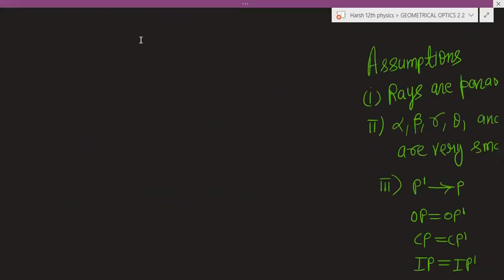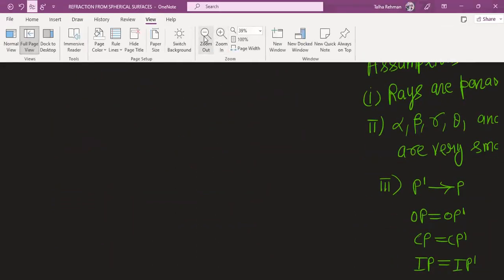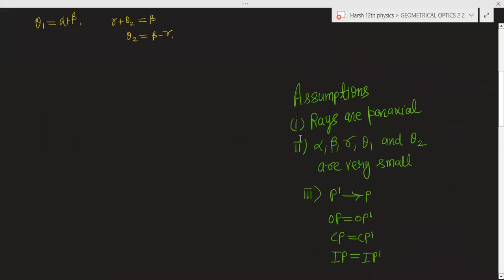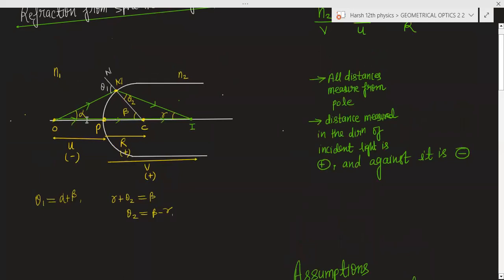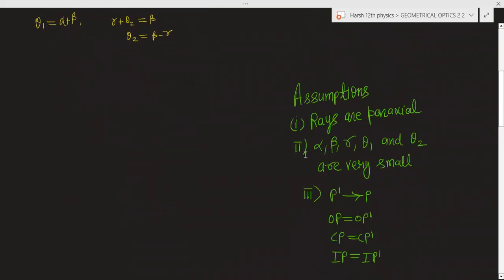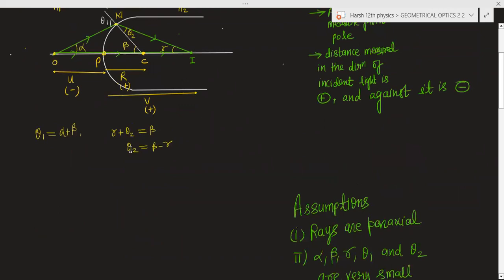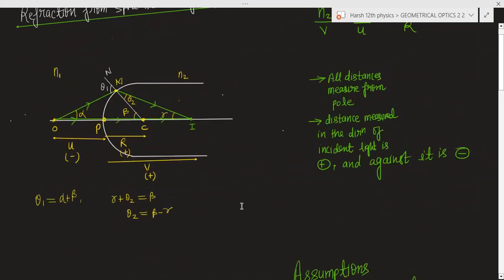There are certain assumptions we will take to derive this formula. The assumptions are that the rays are paraxial. Rays are paraxial means these rays are nearly the same, lying very close to the axis, or you can say these rays are just parallel rays. So this angle alpha, beta, gamma, θ1 and θ2 are very small angles. And there is one more thing that I will tell you later.